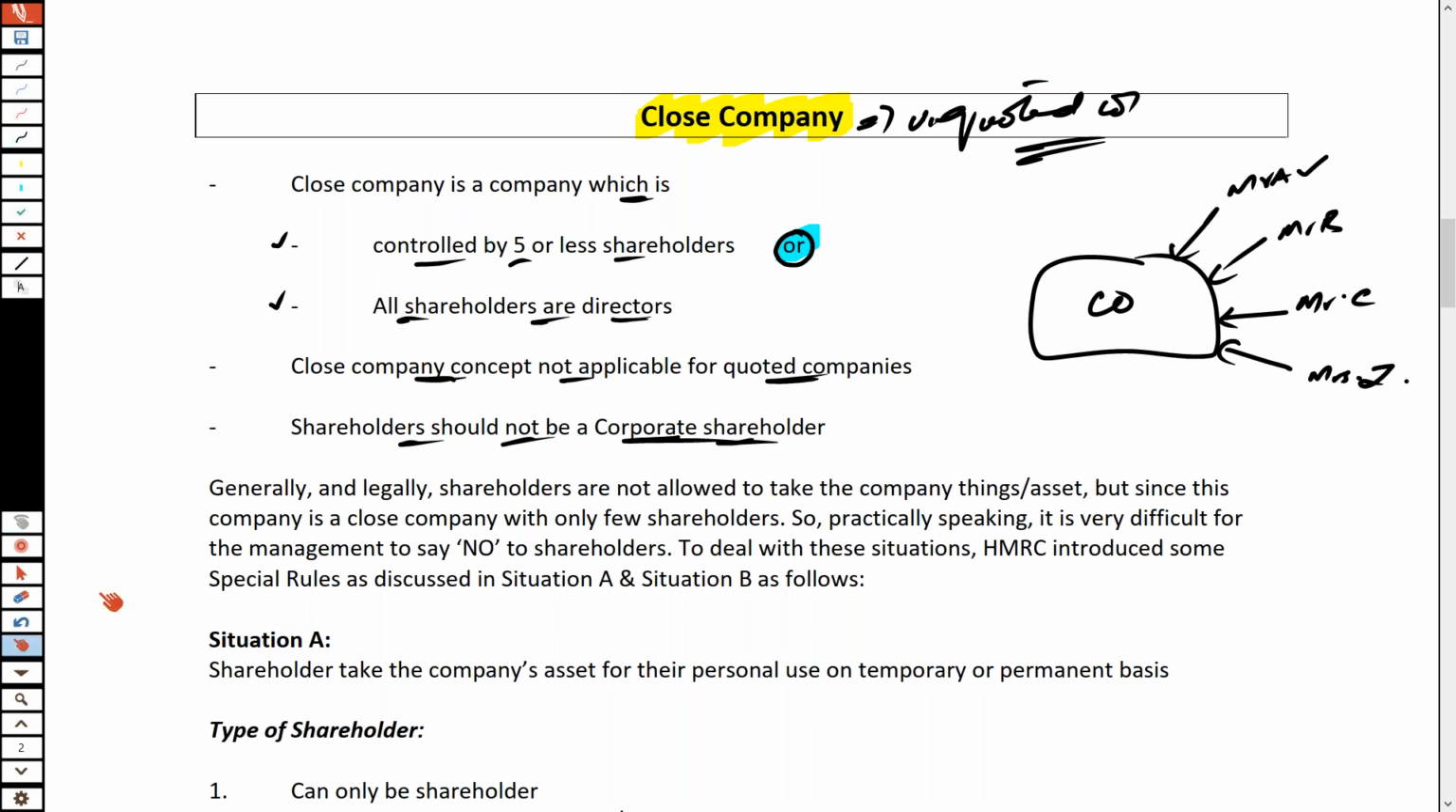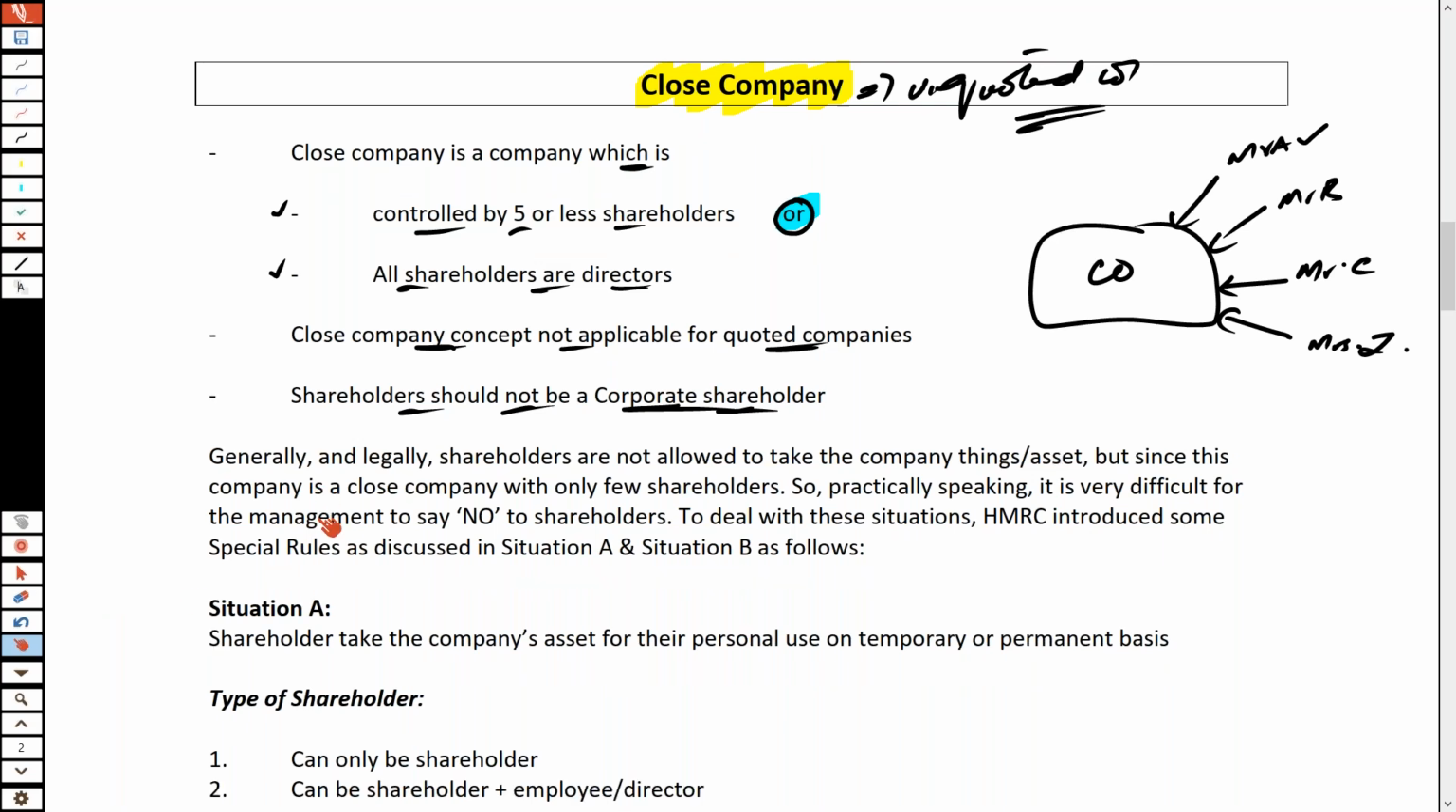Generally, now let's talk about the implications with respect to the closed company. Importantly, the closed company concept and its implication is tested for about half of the marks in the exam question, which we are going to attempt after this discussion. So it is very important from an exam perspective.